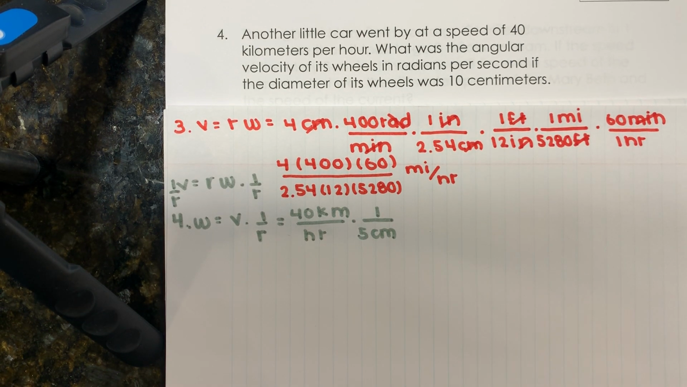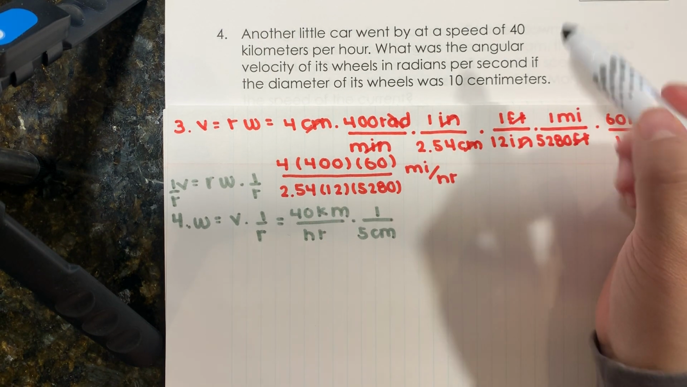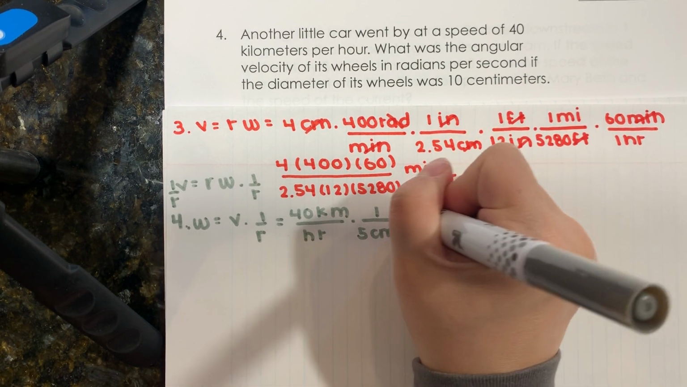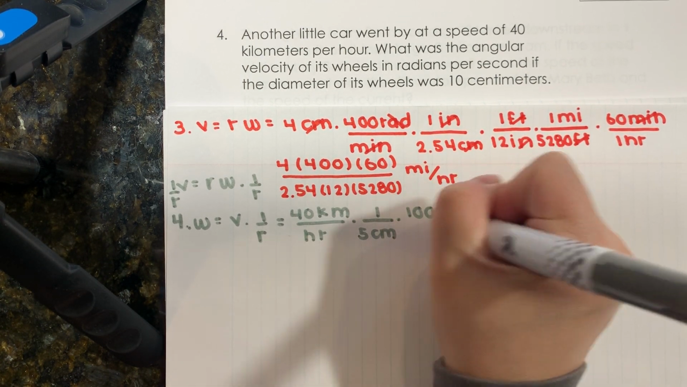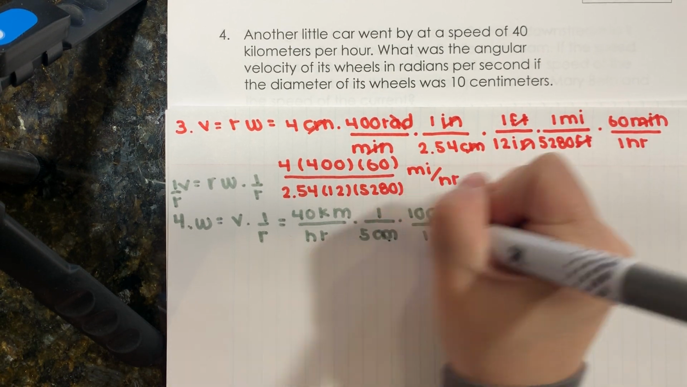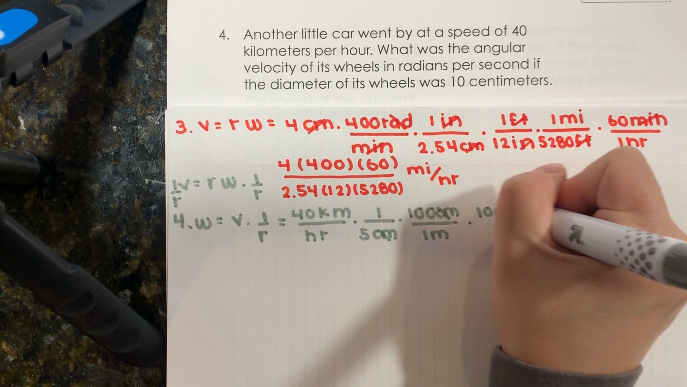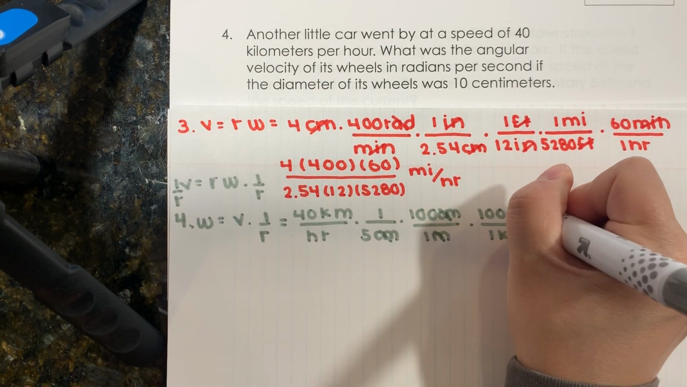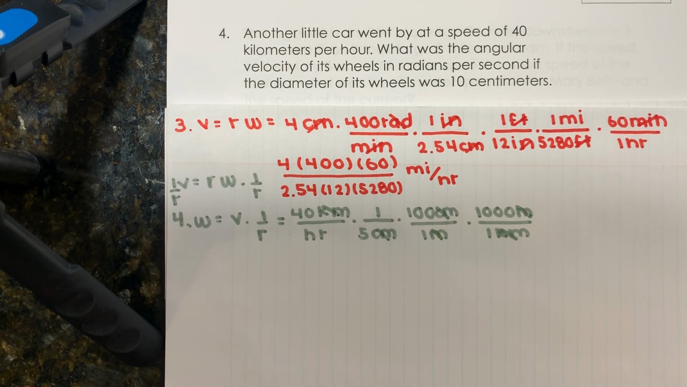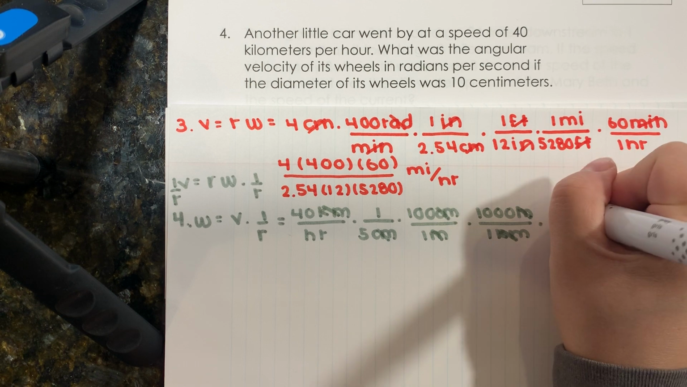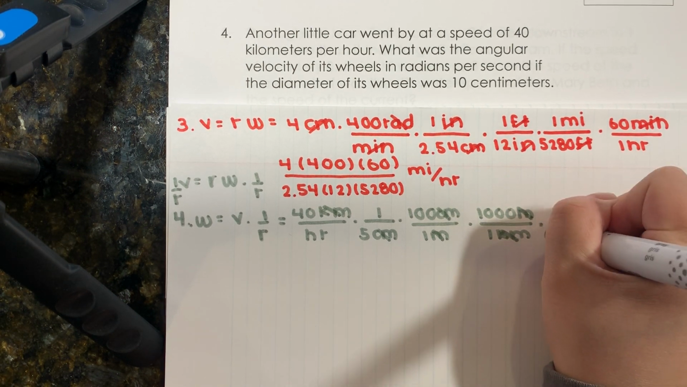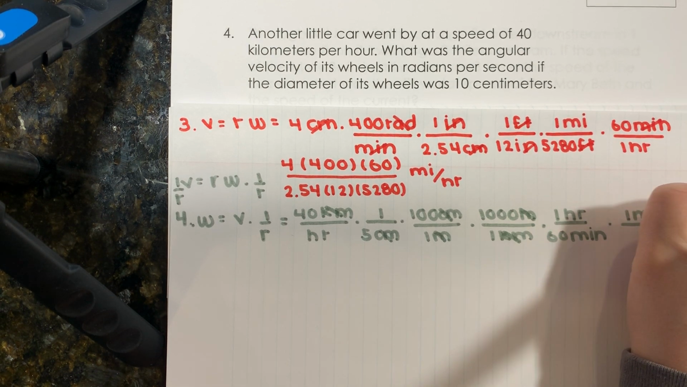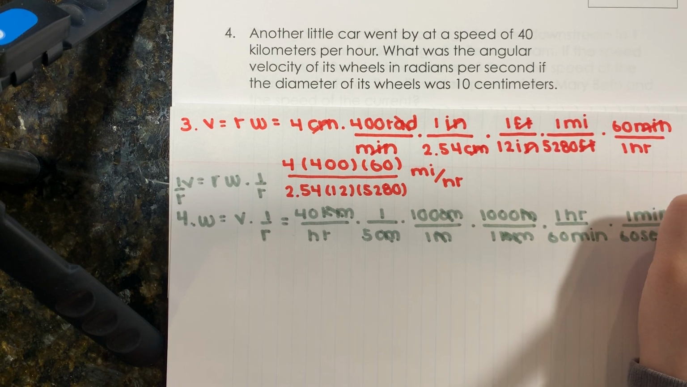And now what I want to do is I want to eliminate all my units of measurement so that I can add in the radians and then convert hours to seconds. So I know that there's 100 centimeters in 1 meter, which would cancel out my centimeters, and then 1,000 meters in 1 kilometer, which would cancel out my meters, but it would also cancel out my kilometers. Then I need to get it from hours to seconds. So 1 hour, 60 minutes, and then 1 minute, 60 seconds.